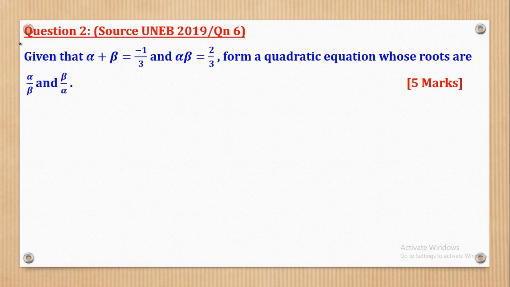So now we shall go to question 2, which came from UNEB 2019 paper 1 question 6, and says, given that alpha plus beta is equal to this and alpha beta is equal to that, form a quadratic equation whose roots are this.